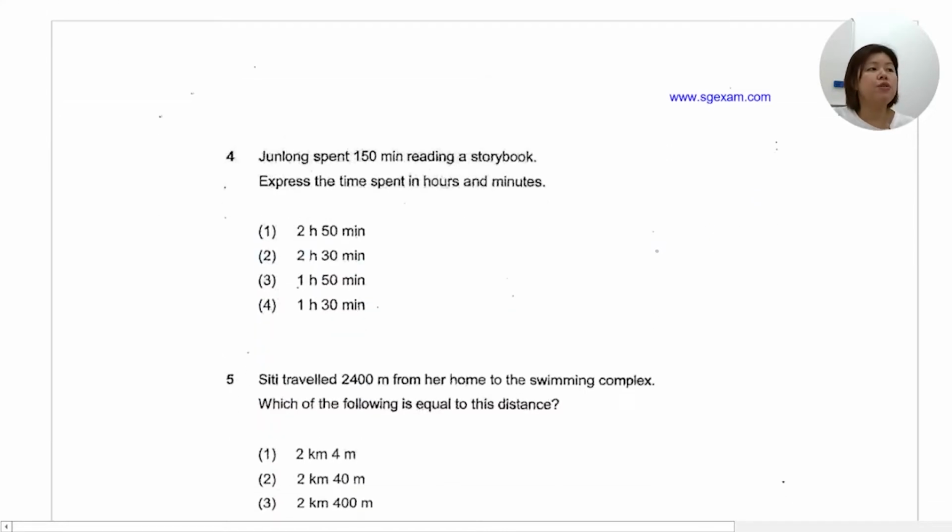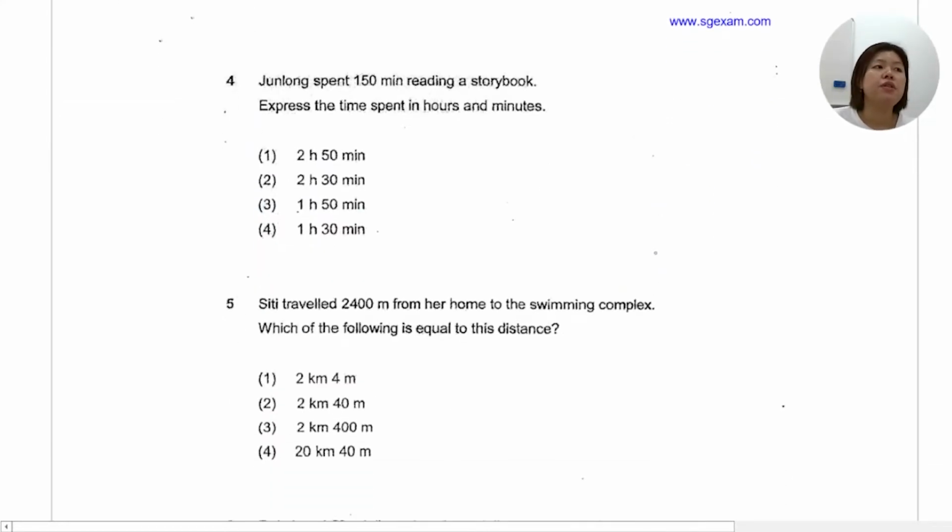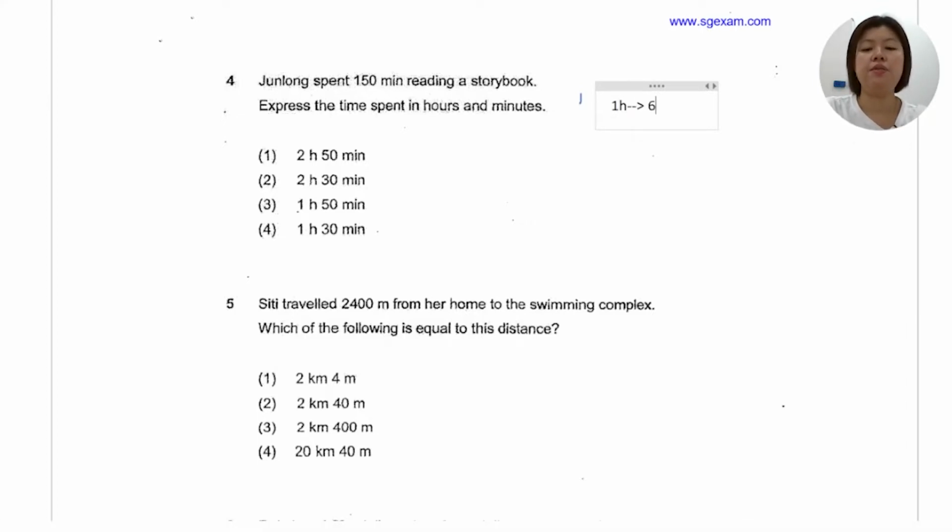Next, Junlong spent 150 minutes reading a storybook. I need to change it into hours and minutes. As we know, 1 hour is equal to 60 minutes, and I already have 150 minutes. So I can minus 60, which is equal to 90 minutes. And this one is actually 1 hour.